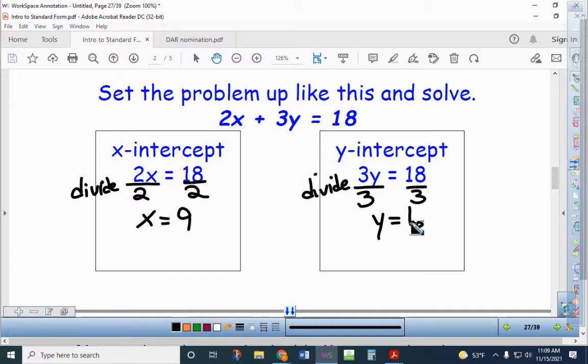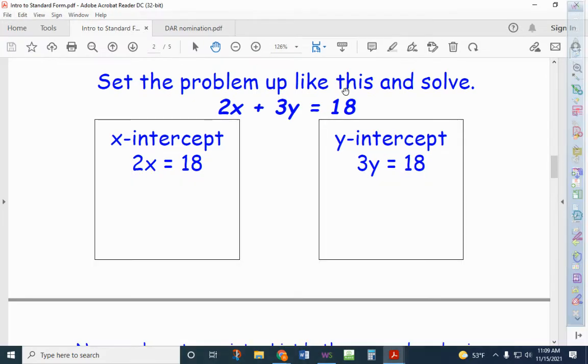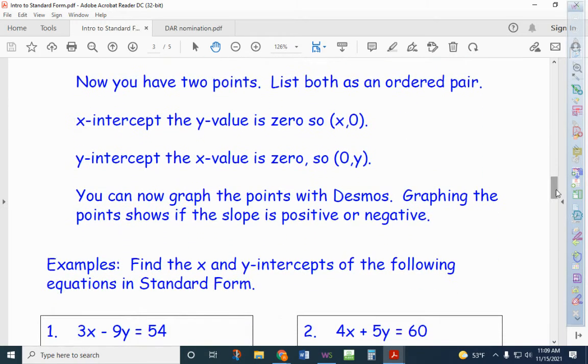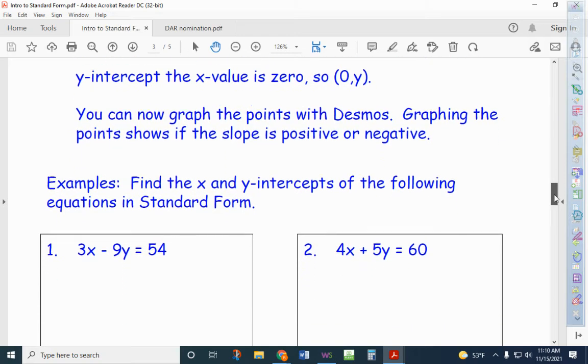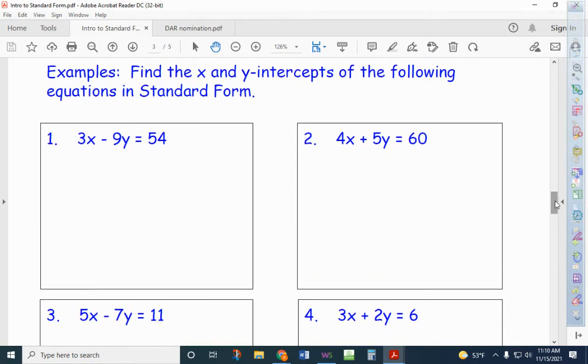And because these are points and we know both our x value and our y value, we can write them as an ordered pair. So our x is 9, our y would be 0 for the x-intercept. Our x would be 0, and our y value would be 6 for the y-intercept. And this next page explains your ordered pairs, just listing them as an ordered pair. X-intercept, the y is always 0. It's fixed, and whatever you get for your x-intercept goes there. For the y-intercept, the x value is always 0. And then we'll talk about Desmos a little bit later, and you can graph them.